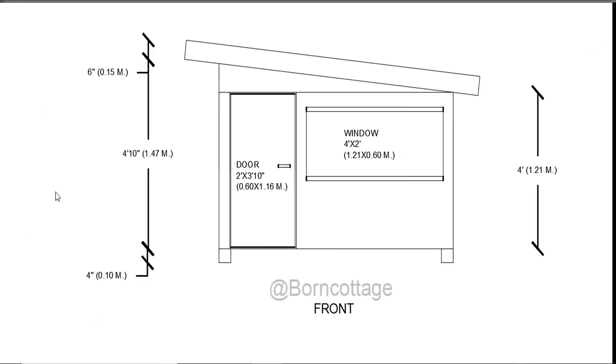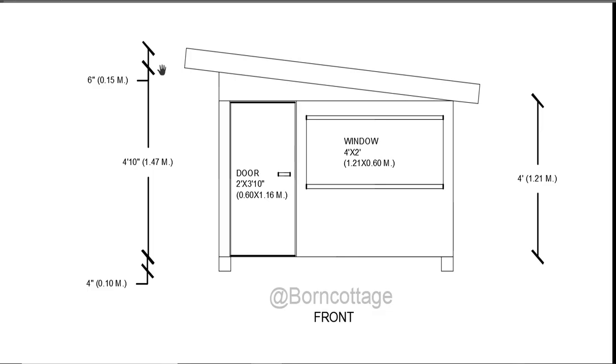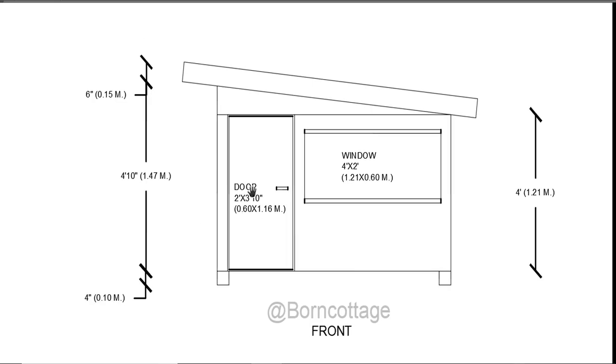So we have some dimensions here. You can see here the roof thickness is 6 inches, in meter 0.15 meter, and the height of this house is 4 feet 10 inches, in meter 1.47 meter, and we have support height is 4 inches, in meter 0.10 meter. You can see here the door, and the dimension is 2 feet into 3 feet 10 inches, in meter 0.60 into 1.16 meter. Also you can see here the window.